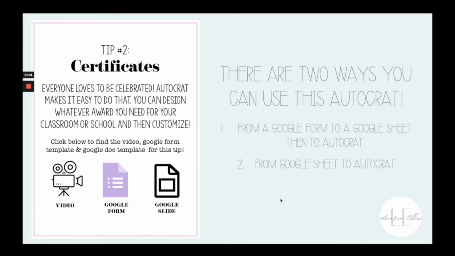I have never met a person who does not love to get a certificate. They are time consuming, though, to put together. But with Autocrat, you can make it super simple: you have a template, you submit a Google form, or you can use a Google Sheet, and automatically generate certificates to be sent to whoever you need to send to, as well as print them out. So let's take a look.